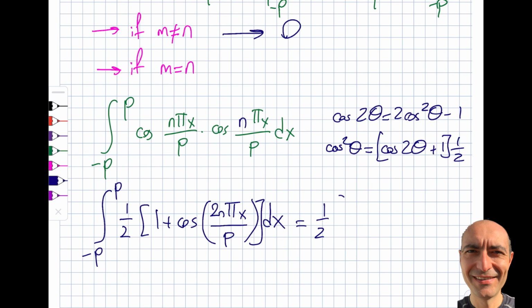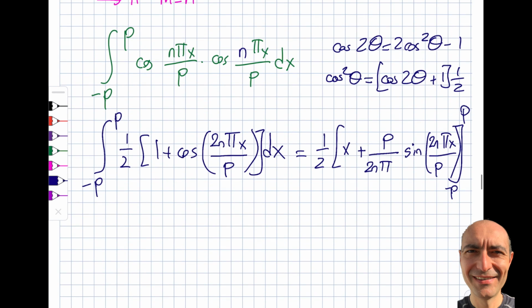The integral of the first one will be x, and the second one will be sine. So it's going to be p by 2n pi, okay, sine of, well, the same, 2n pi x by p. And I have to evaluate this from minus p to p, okay. So let's do exactly what I said. Let's evaluate from minus p to p. So 1/2. So this will be x will be p minus minus p.